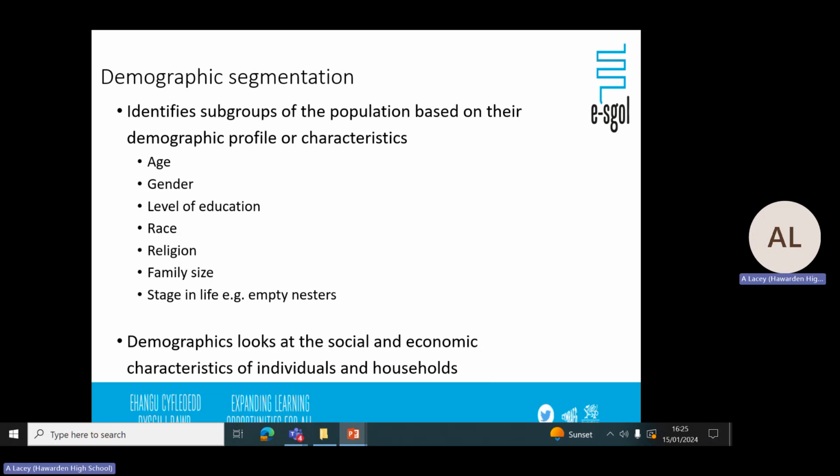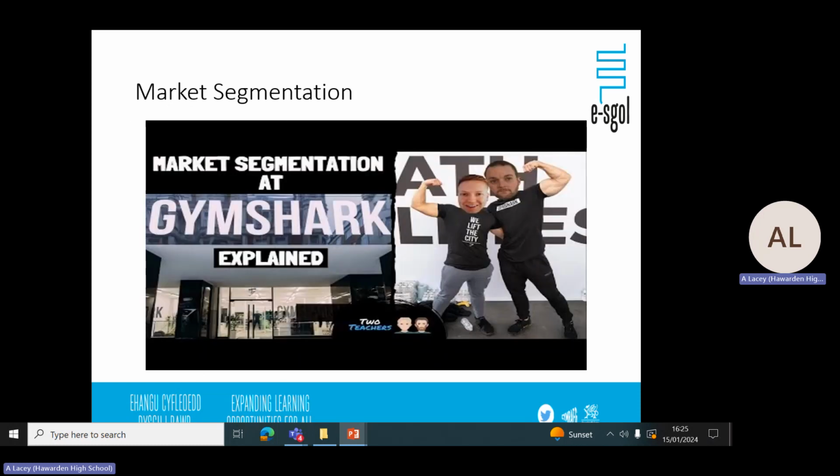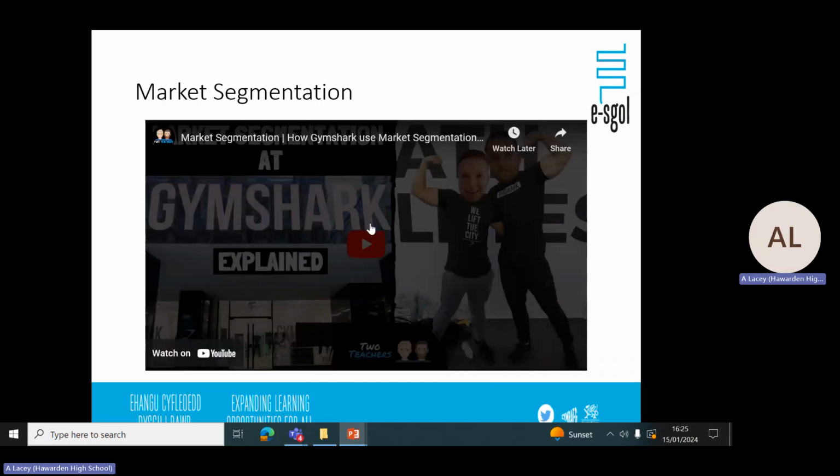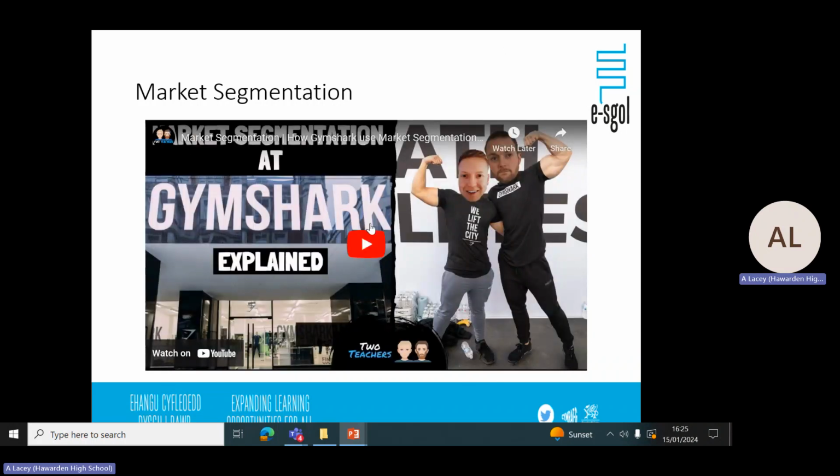And with your demographic, you need to think about what sort of business it is and whether they will target those particular demographics. Demographic looks at the social and economic characteristics of individuals and of households as well. So we're going to look first of all at market segmentation. You may have remembered Gymshark as a past GCSE question if you've been looking at exam questions if you did GCSE, but it certainly will allow you to think about market segmentation and how Gymshark, for example, use that.